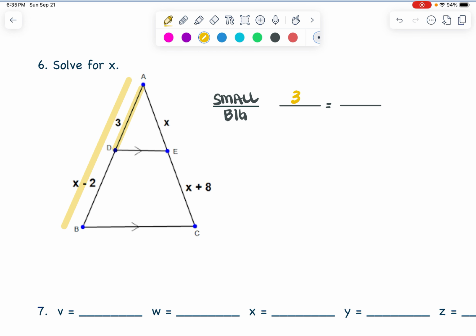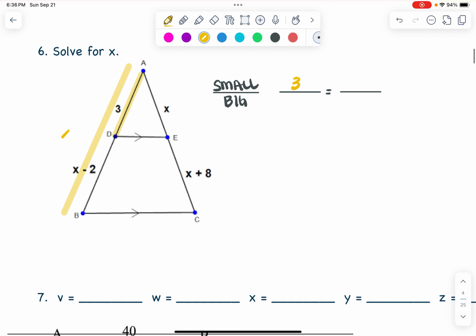We need to figure out what that whole side is, because I can't use x minus 2 by itself, because that's a partial side. So I need to add the 3 plus x minus 2, which gives us x plus 1 as the full side length by adding those 2 segments together. So I'm going to do 3 is to x plus 1.